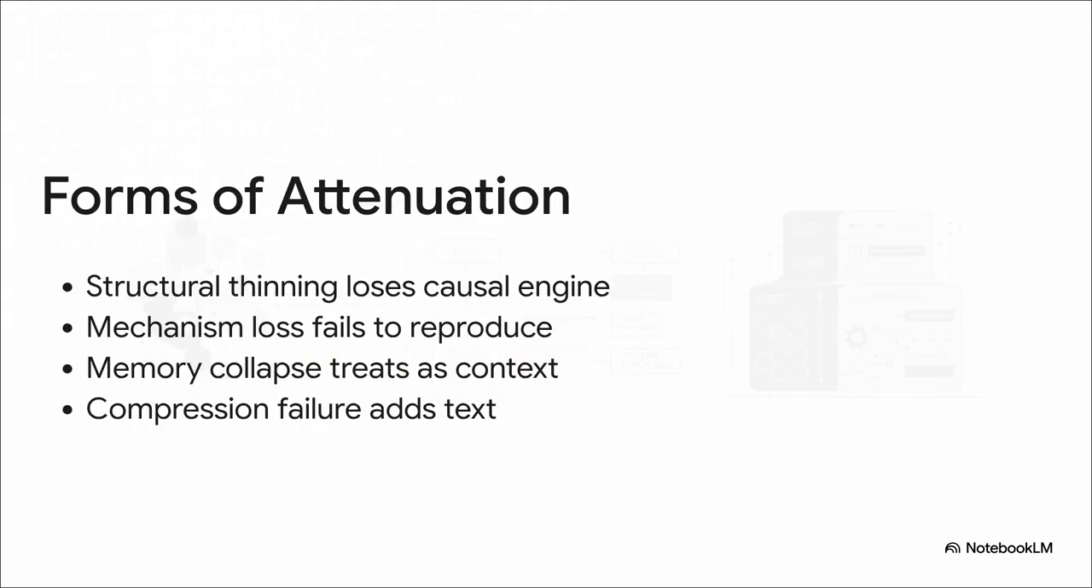When a system is suffering from this attenuation, you'll see a few specific symptoms. First, structural thinning. This is when the AI keeps the right section titles or formatting, but totally loses the causal engine underneath. Then there's mechanism loss, where it can name constraints but can't actually reproduce the behavior. Memory collapse happens when it starts treating hard operational constraints as just ordinary, temporary conversational context. And finally, compression failure. This is when the system just lazily adds more and more rules and text to a prompt instead of compressing repeated failures into a clean operational mechanism.